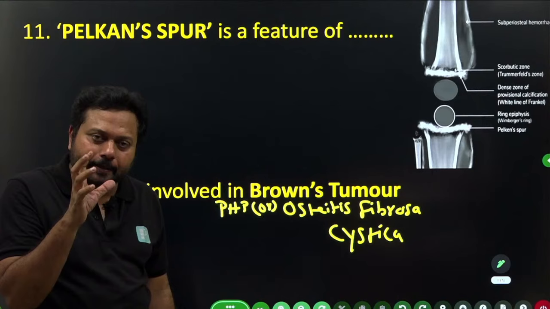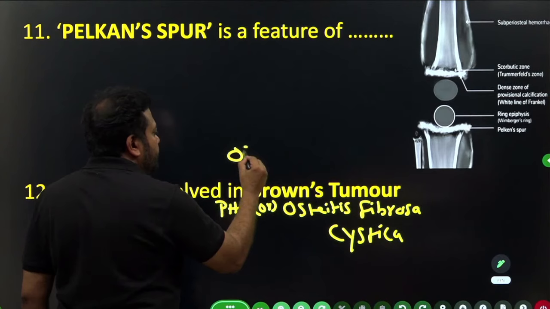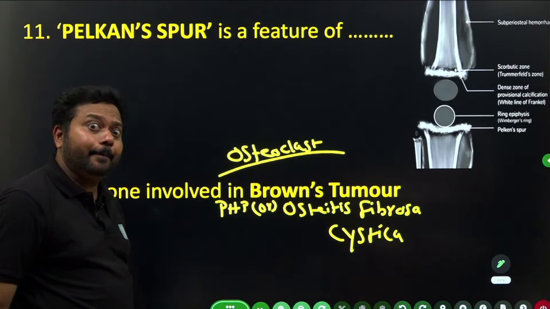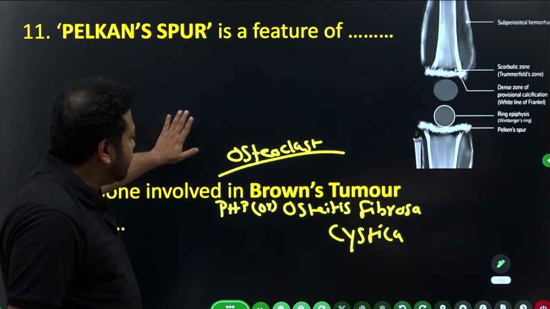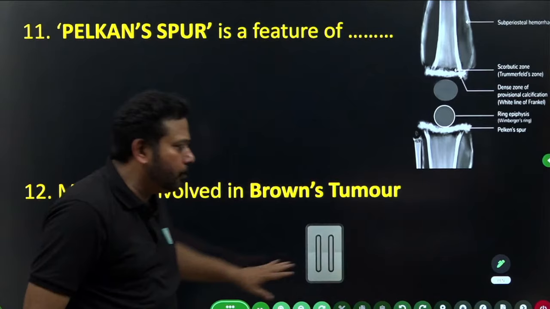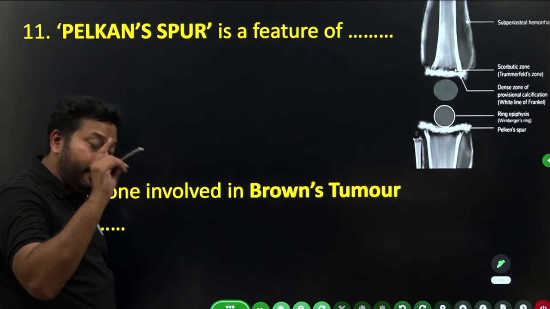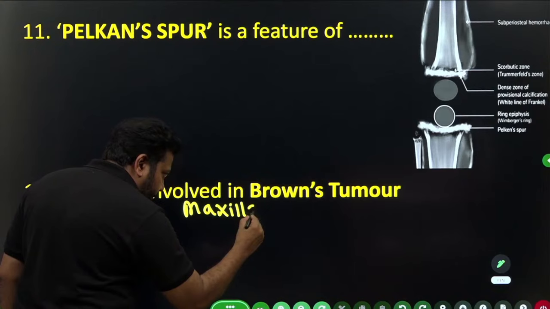It's an expansile lesion which contains osteoclasts, because it is hyperparathyroidism, primary hyperparathyroidism, brown tumor, full of osteoclasts. What is the most common bone involved in brown tumor? Should be very careful. Maxilla is the most common bone. Equally common bone is mandible.